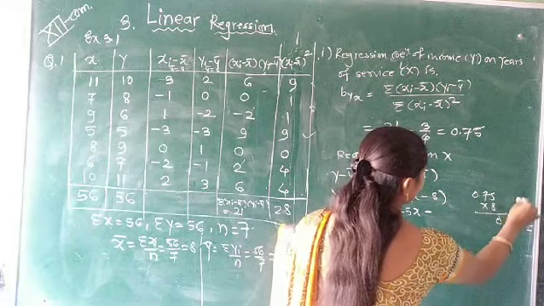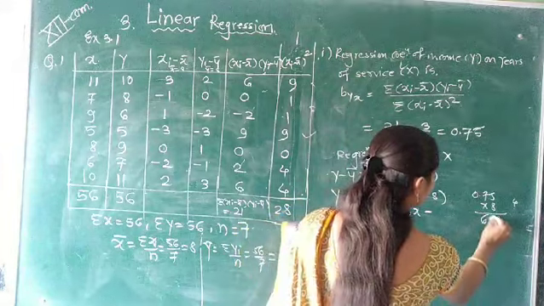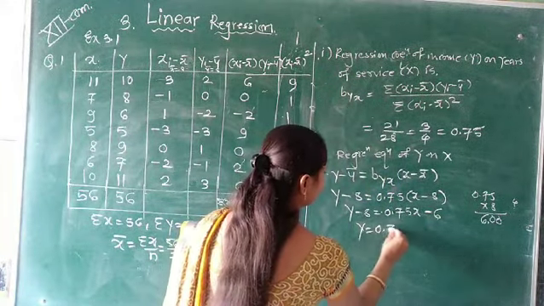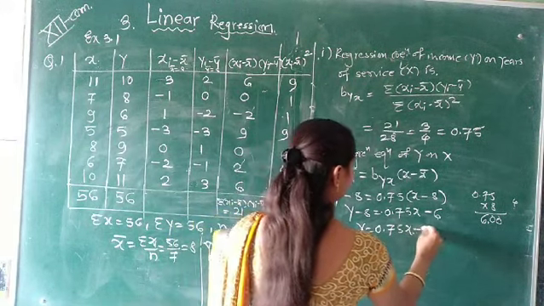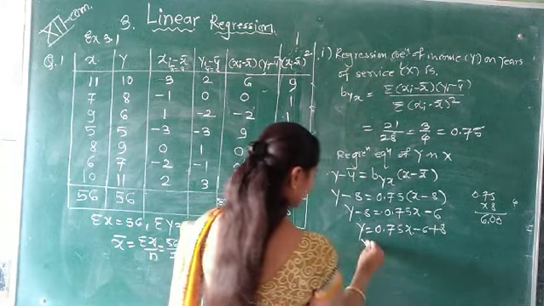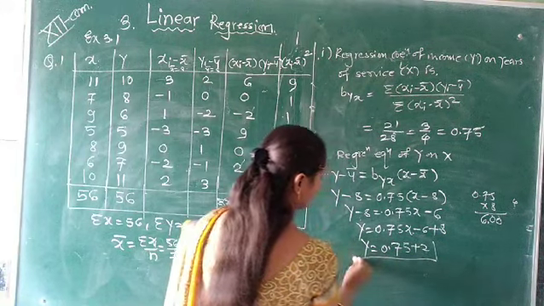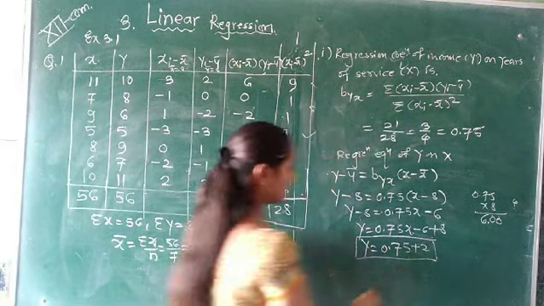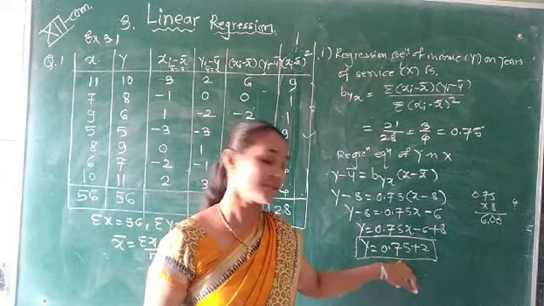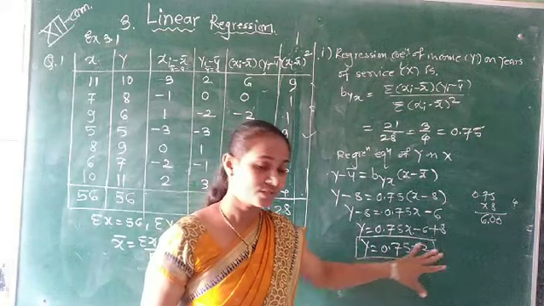So 8 5s are 40, 8 7s are 56, 56 plus 4 is 60, and 2 zeros, since it is minus 6. Therefore y is equal to 0.75x minus 6, and the minus 8 on the RHS becomes plus 8, so 0.75x plus 2. So this is the regression equation of y on x, that is the regression equation of income on years of service.